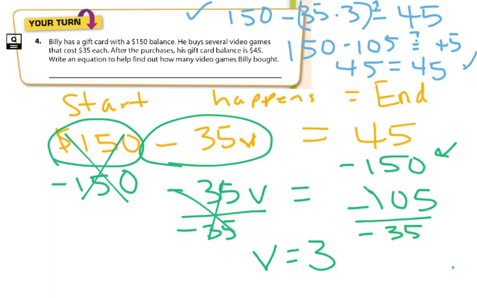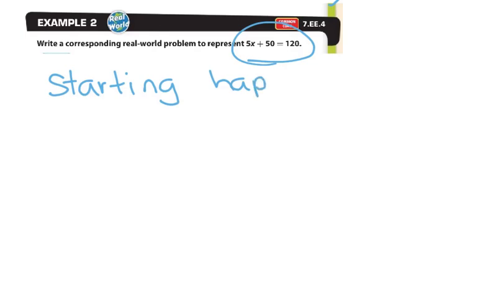All right. Last problem of the day. Okay? In this problem, we actually have to create the word problem that is represented by the equation that's given. And so it says, write a corresponding real-world problem to represent 5x plus 50 equals 120. I think that our method of thinking actually helps us a lot in this situation where we have a starting point and something happens, and then we have equals the end result, right?